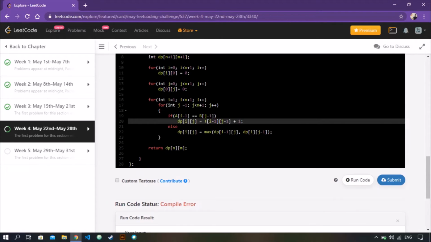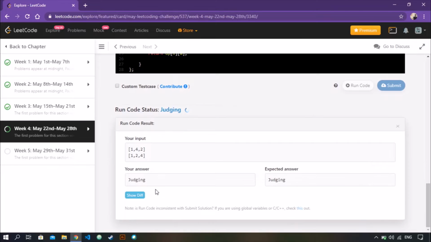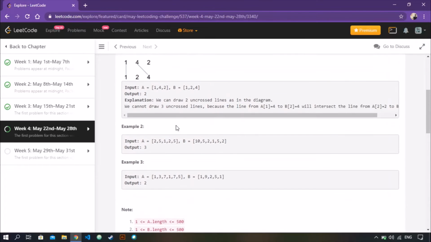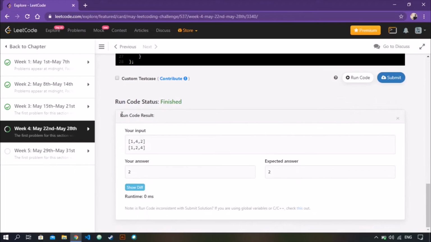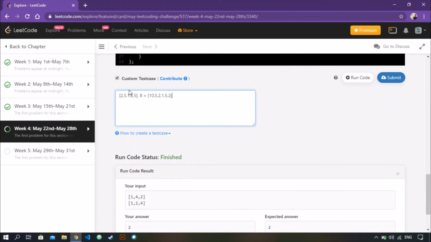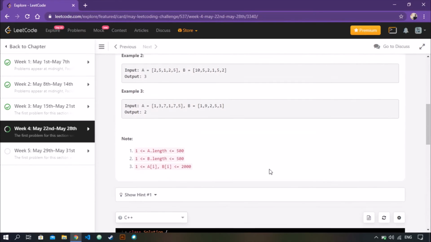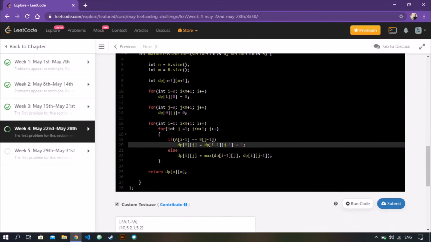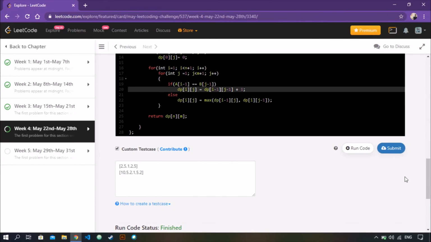Okay, we should be dp[n][m]. Let's also check for this example as well. What should be the answer? 3 should be output. 3 is the output. Let's submit it.